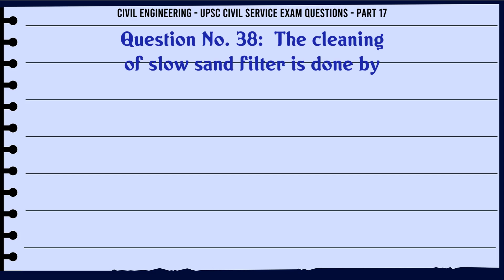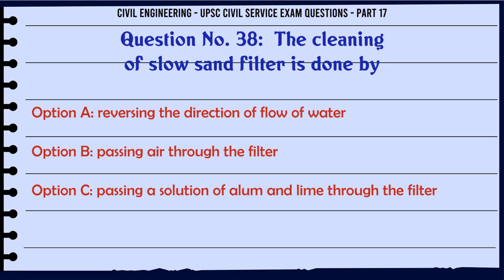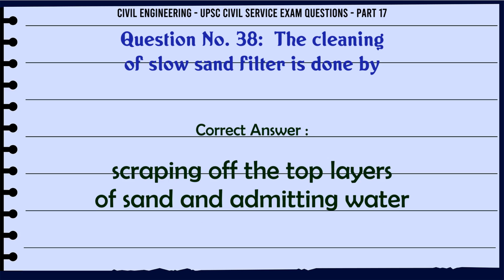The cleaning of slow sand filter is done by: A. Reversing the direction of flow of water. B. Passing air through the filter. C. Passing a solution of alum and lime through the filter. D. Scraping off the top layers of sand and admitting water. The correct answer is scraping off the top layers of sand and admitting water.